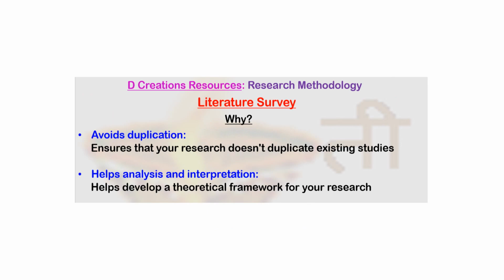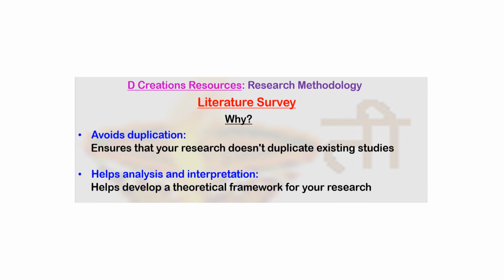There's one very practical use of it, which is to avoid duplication. Suppose you decide on a research problem and work on it, and after working on it you realize that this was already done and the results have already been published. What's the point, right? All the efforts that you've taken have just gone to waste. Instead of that, if you do an exhaustive literature survey earlier itself, you can avoid this kind of duplication.